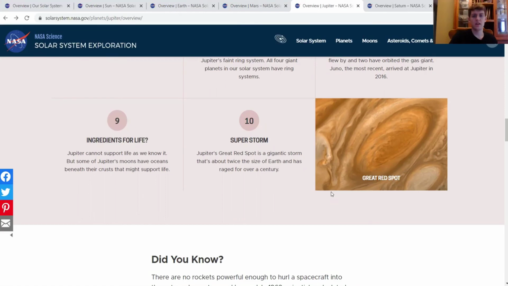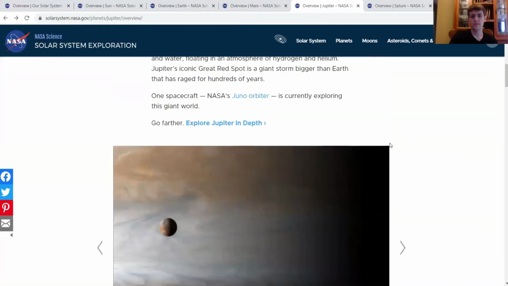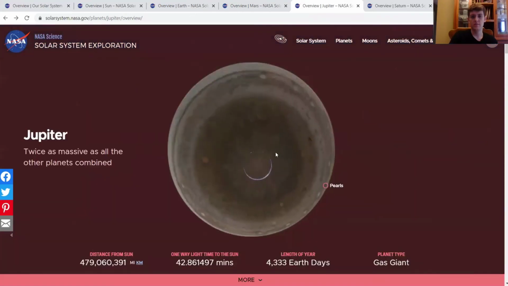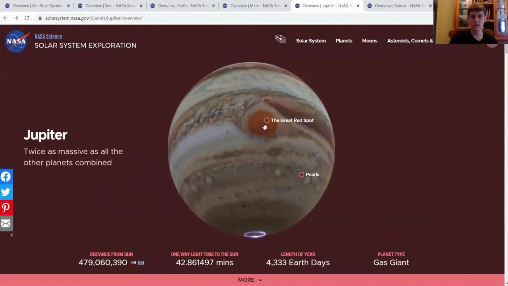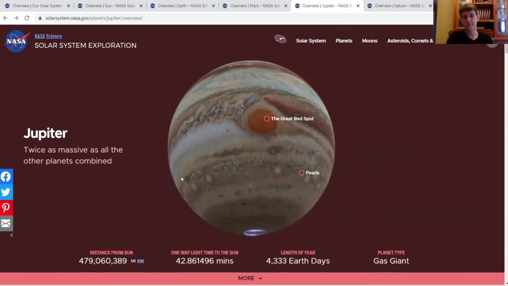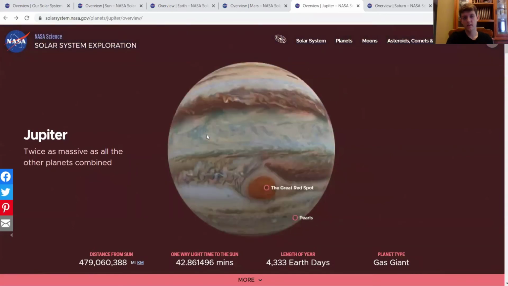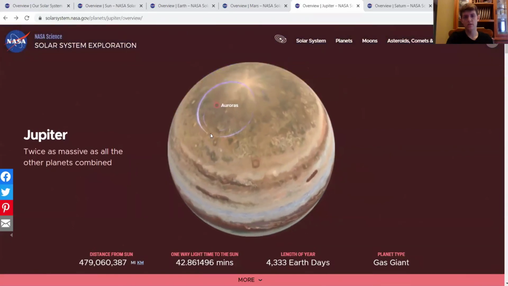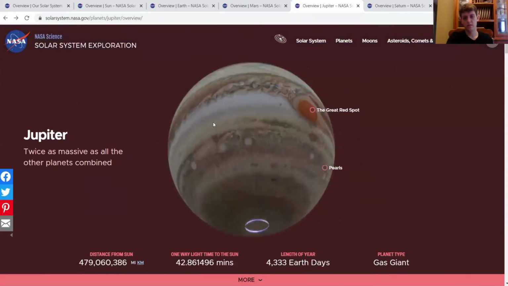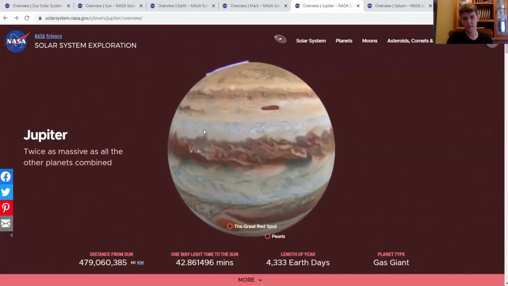Jupiter's Great Red Spot is a gigantic storm that's about twice the size of Earth and has raged over a century. So that's the red spot. Let me see if I can find it for you guys. But yeah, see? That red spot right there is twice the size of Earth. I find that fascinating. All right, here's some of the auroras. So I got it set for 2 poles.